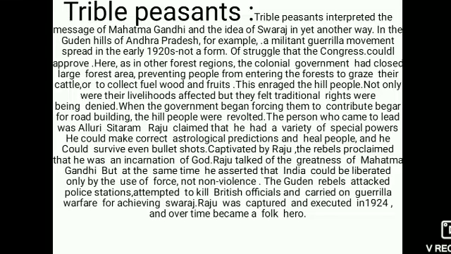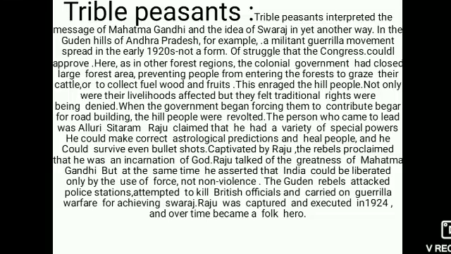This enraged the hill people. Not only were their livelihoods affected, but they felt their traditional rights were being denied. When the government began forcing them to contribute begar for road building, the hill people revolted. The person who came to lead them was Alluri Sitaram Raju, who claimed that he had a variety of special powers. He could make correct astrological predictions and heal people, and he could survive even bullet shots.